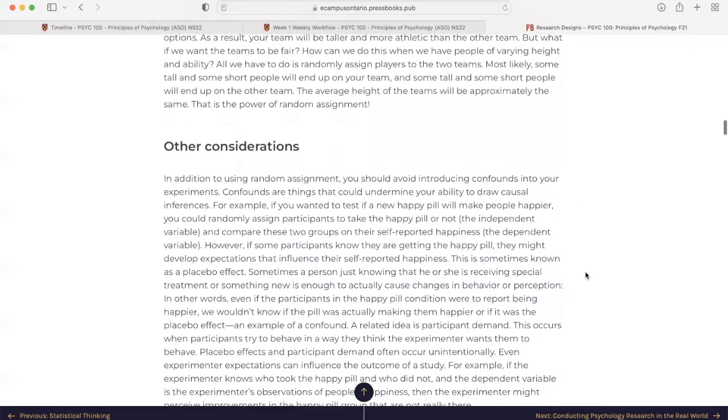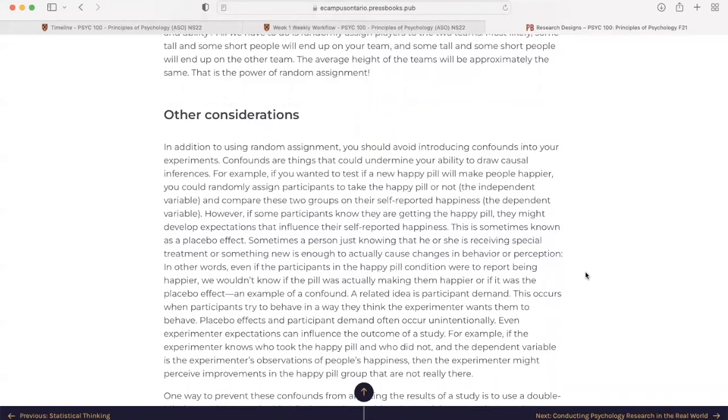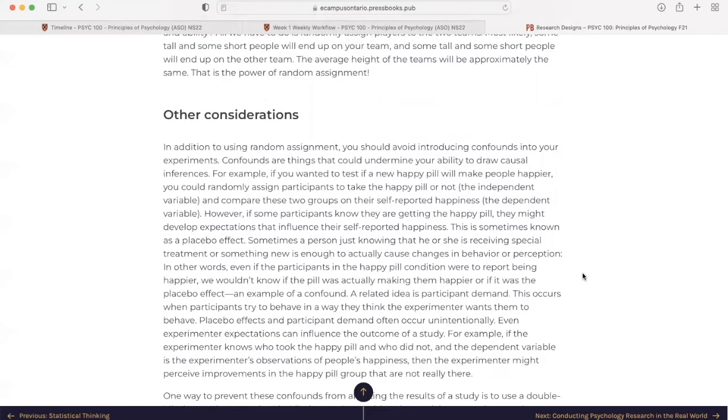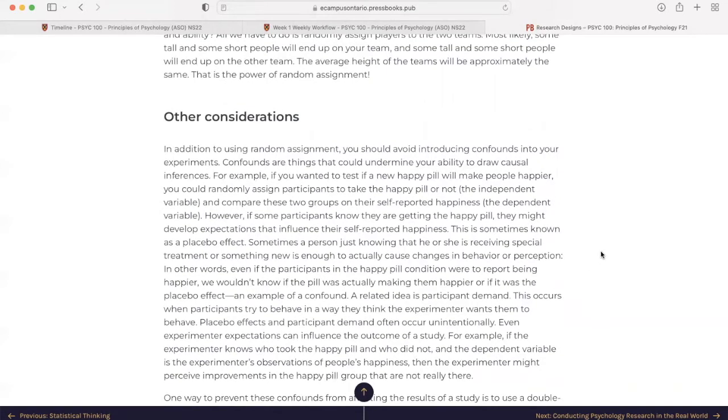Other considerations. In addition to using random assignment, you should avoid introducing confounds into your experiments. Confounds are things that could undermine your ability to draw causal inferences. For example, if you wanted to test if a new happy pill will make people happier, you could randomly assign participants to take the happy pill or not, the independent variable, and compare these two groups on their self-reported happiness, the dependent variable. However, if some participants know they are getting the happy pill, they might develop expectations that influence their self-reported happiness. This is sometimes known as the placebo effect.